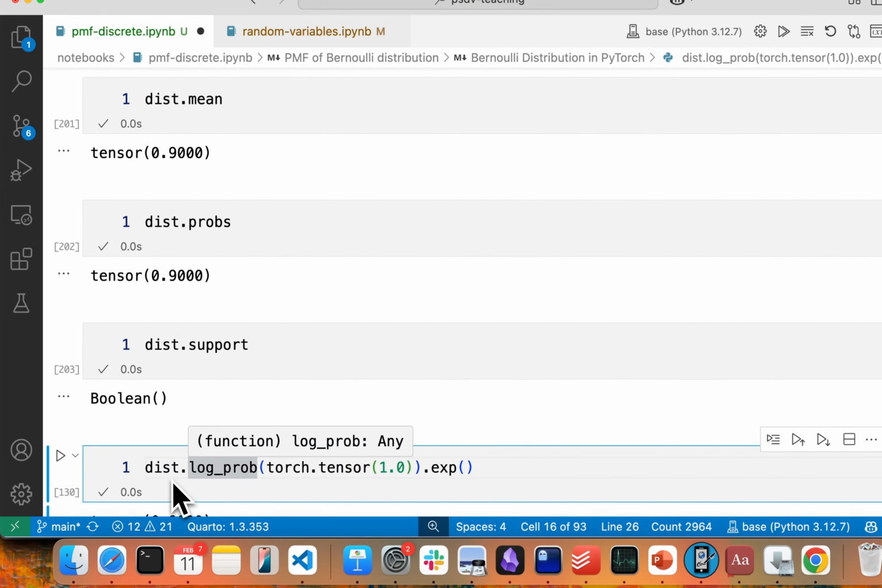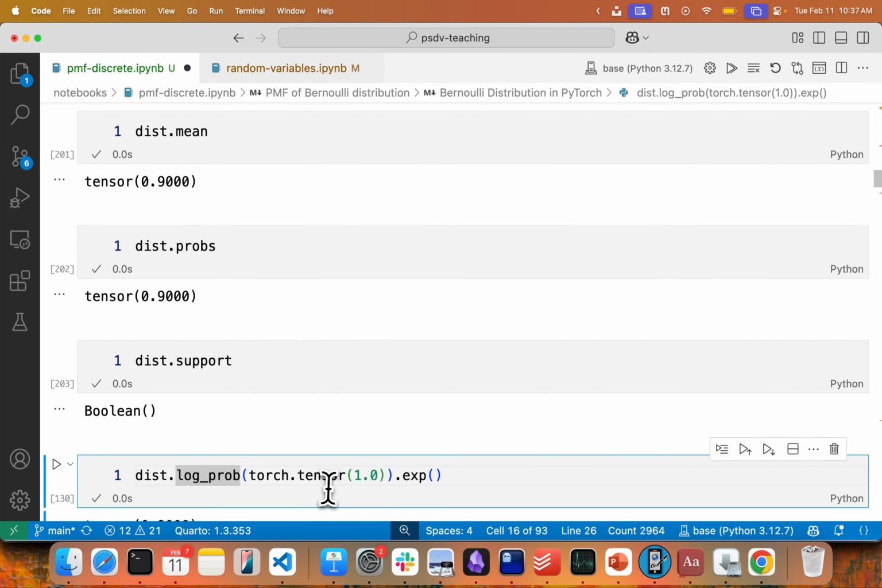I am now calling this function dis.log_prob of 1 and I'm exponentiating that. What do you expect to get as an output? 1, 0, 0.9, 0.1. 4 options. How many say it's a 1? Can you raise hands? How many say it's a 0? How many say it's 0.9? So it's only 4 options.